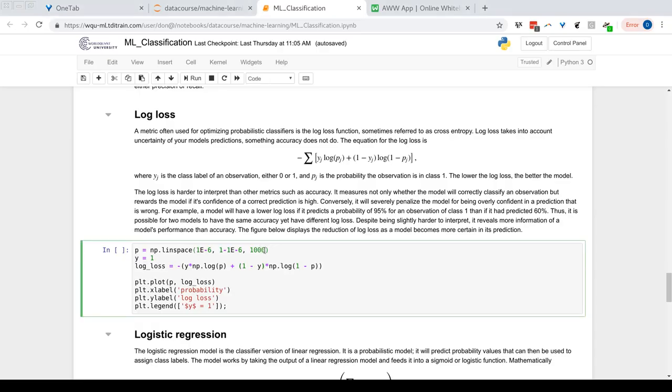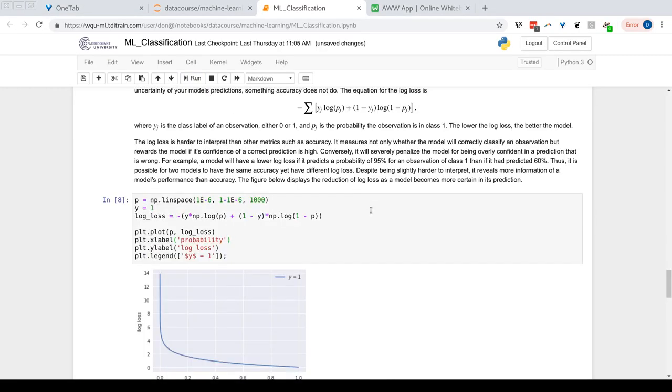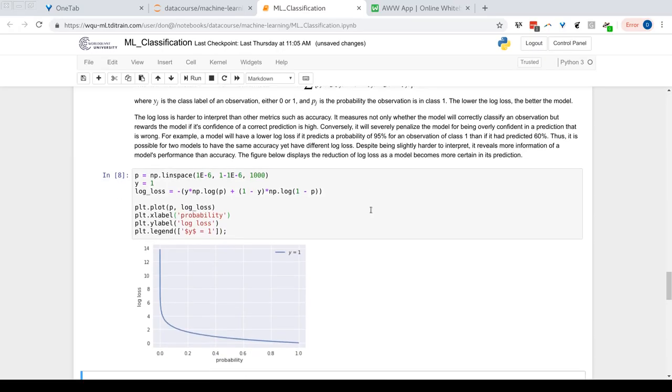Let's go ahead and visualize our plot here. So this is our log loss curve. We're only considering when y is equal to 1. And notice, as we become more certain that our observation is in class 1, and indeed is in class 1, the loss term is going to drop. It starts dropping.